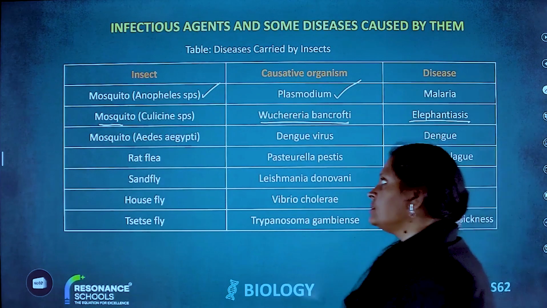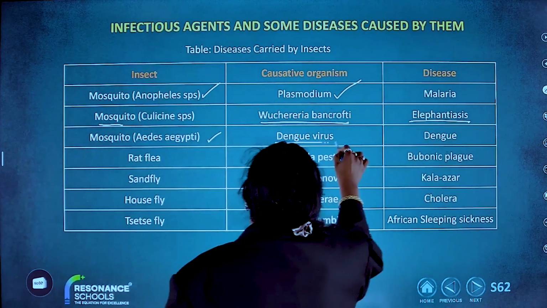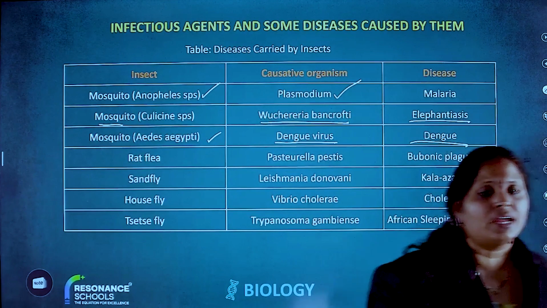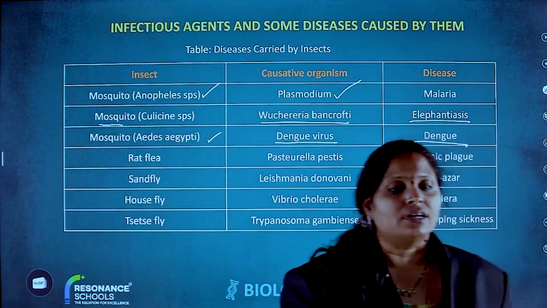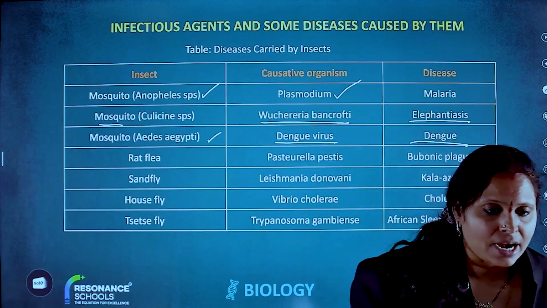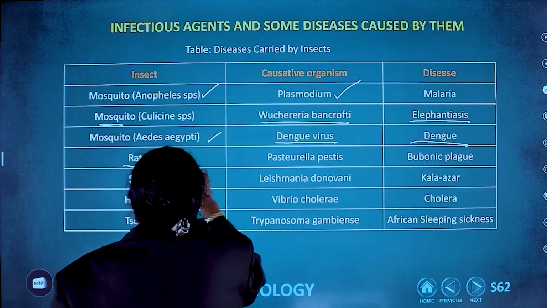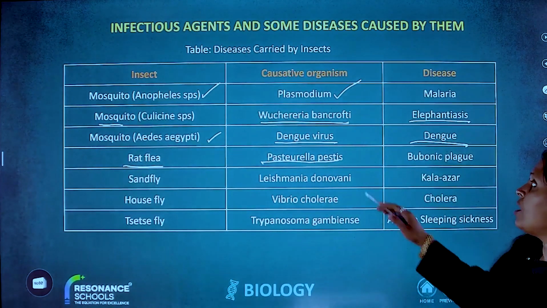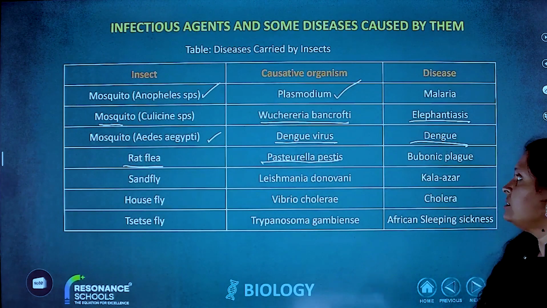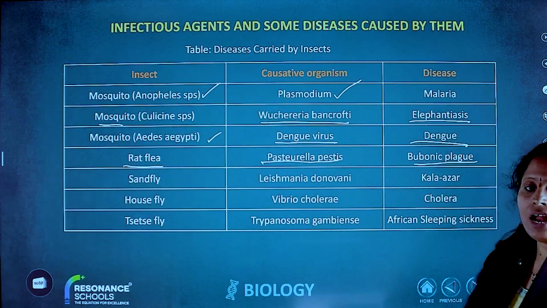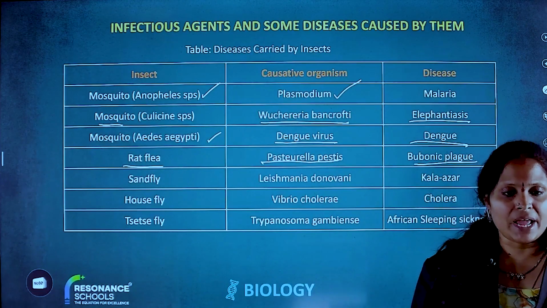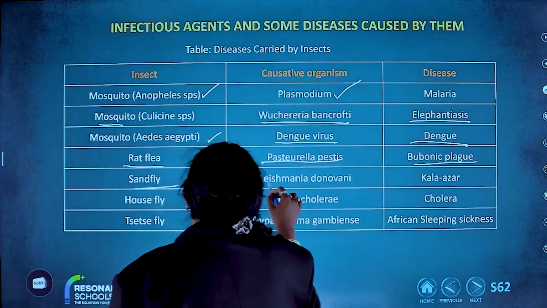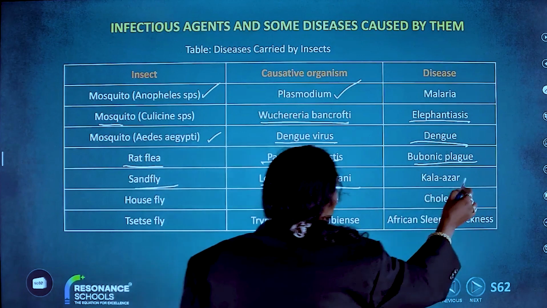Then coming to the mosquito Aedes aegypti, it causes dengue virus. You know dengue very well. High grade fever, 103 to 104 degrees, with vomitings and headache. Okay. And coming to rat flea, the causative organism is Pasteurella pestis. This is the bubonic plague. What is this, children? Bubonic plague. Okay. And coming to the sand fly, it carries Leishmania donovani and the disease is Kala Azar.